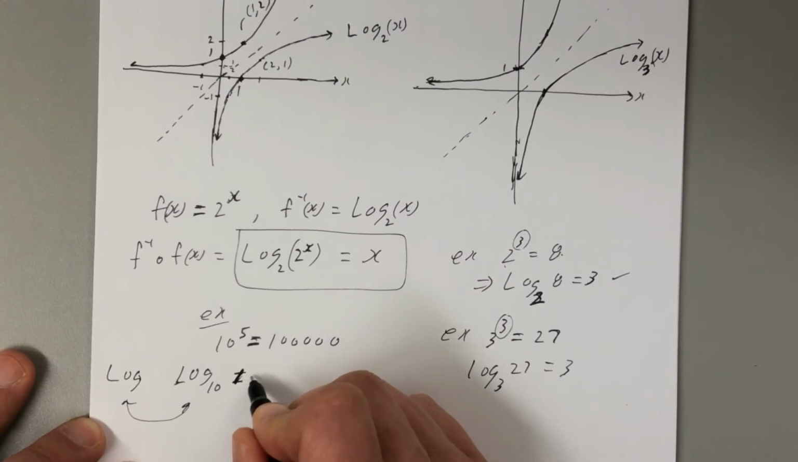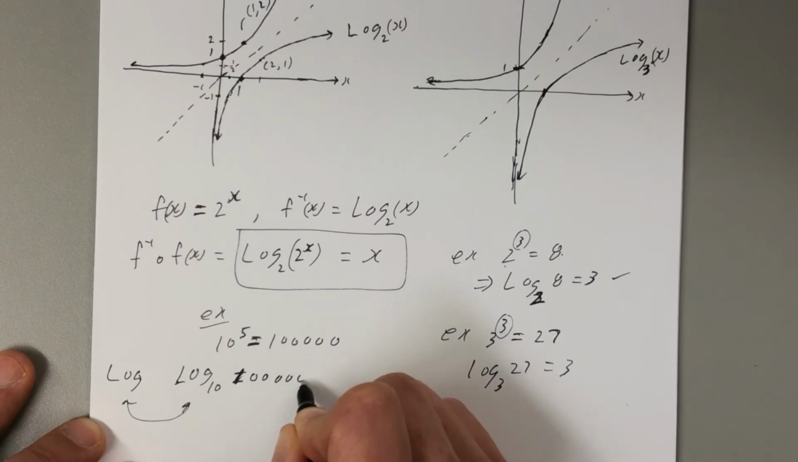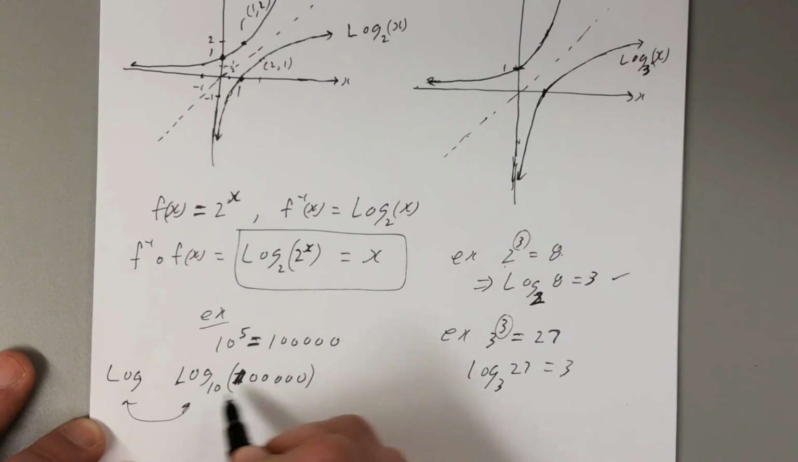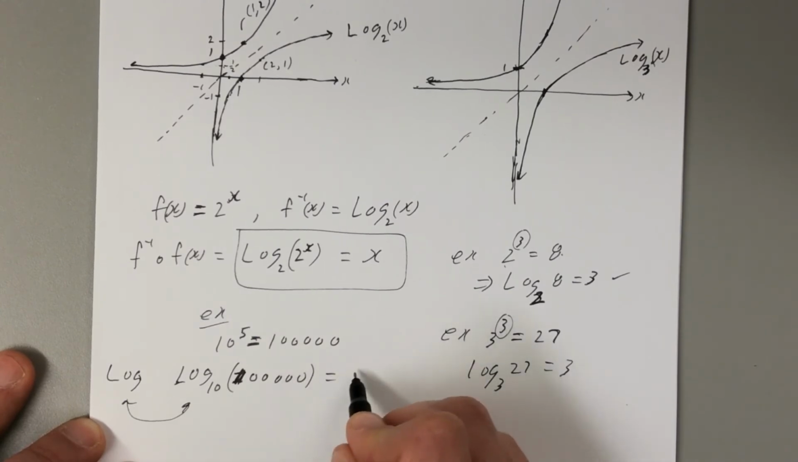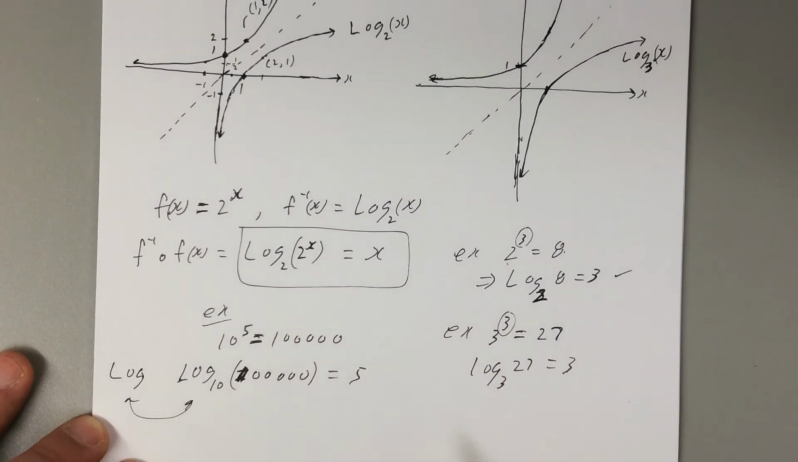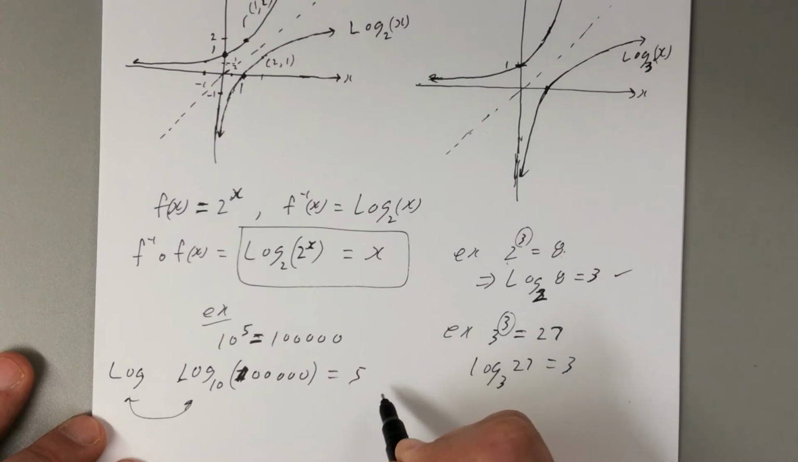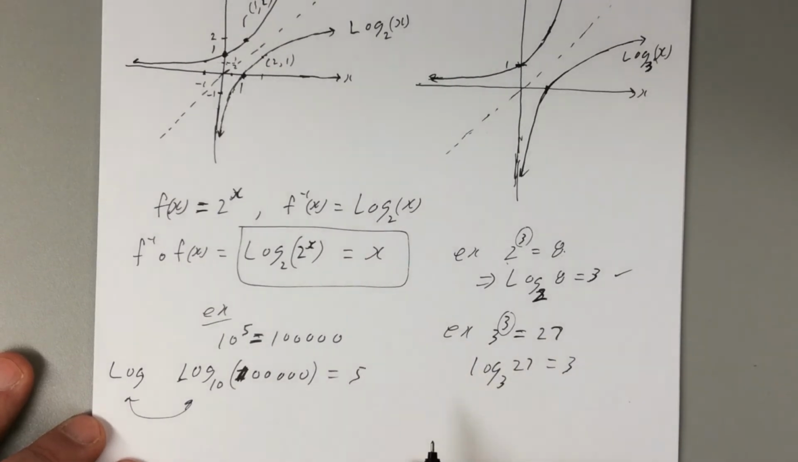So log base 10 of 100,000. Well, 10 to the what equals that? 5. So again, that could have been just log 100,000 equals 5. And you can check that on your calculator.